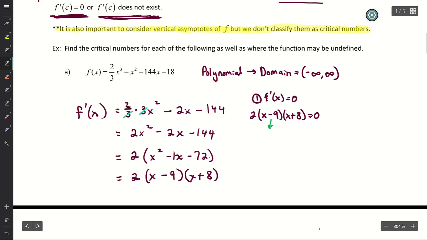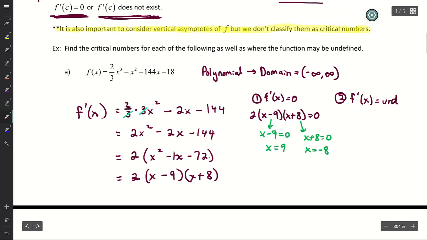So really all we're doing is trying to figure out where x minus 9 would be 0, solving that, and then figuring out where x plus 8 is 0 and solving that. So solving this first equation, we're going to get x is equal to 9, and then on the second one, we'll get x is equal to negative 8. So we have now found the values for which the derivative is 0. The second piece of this is determining where the derivative would be undefined.